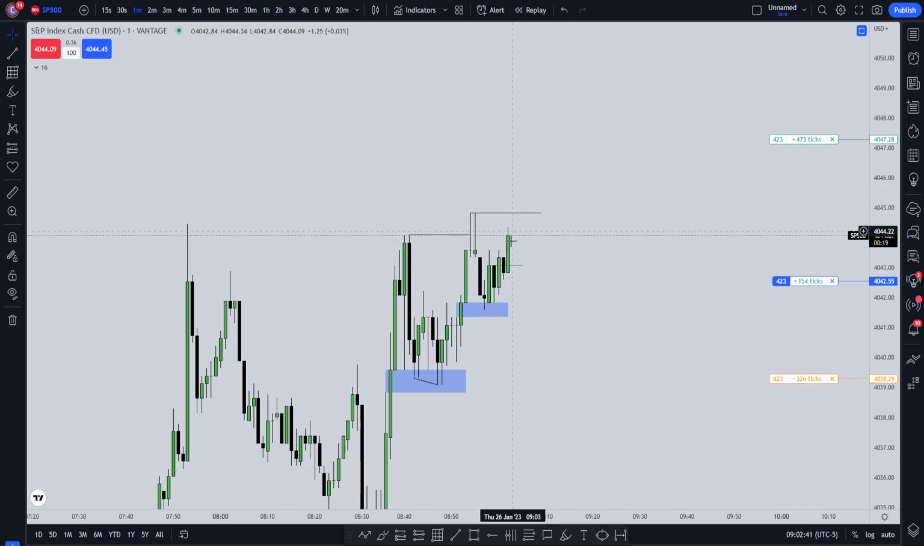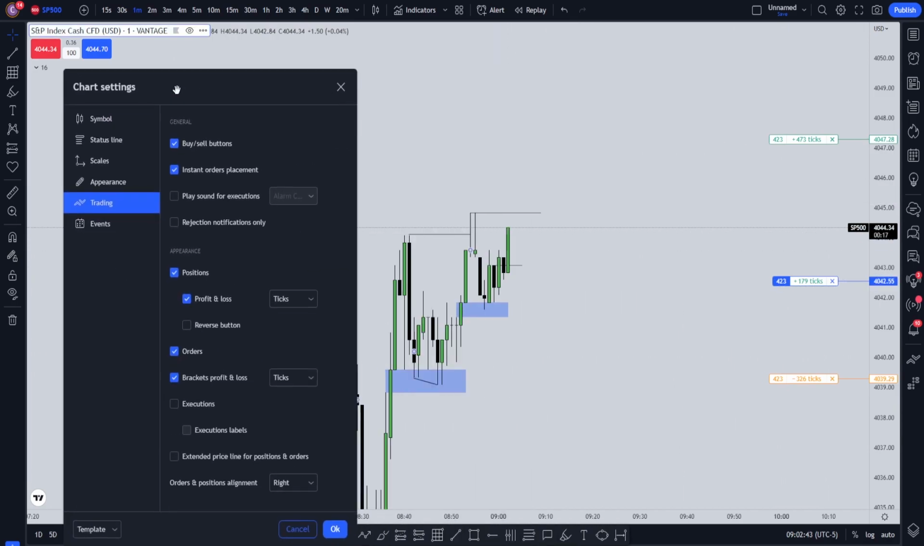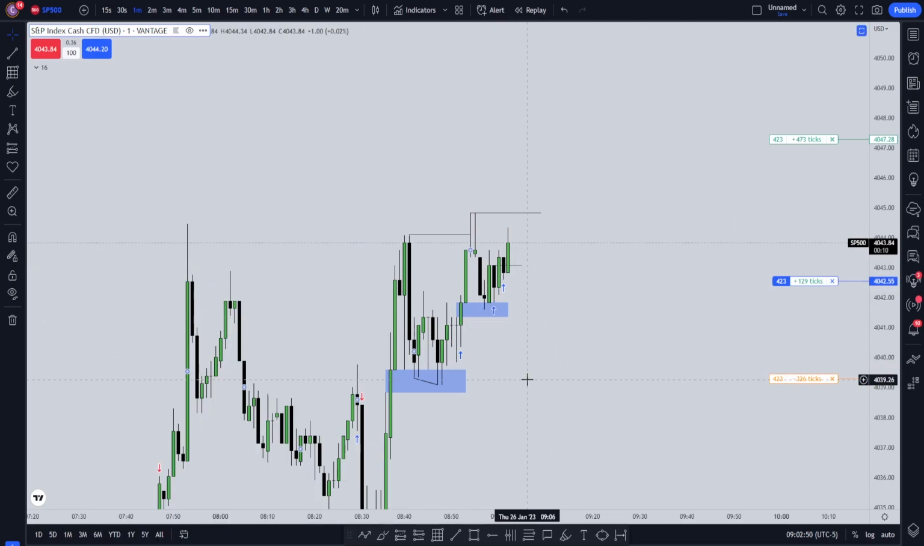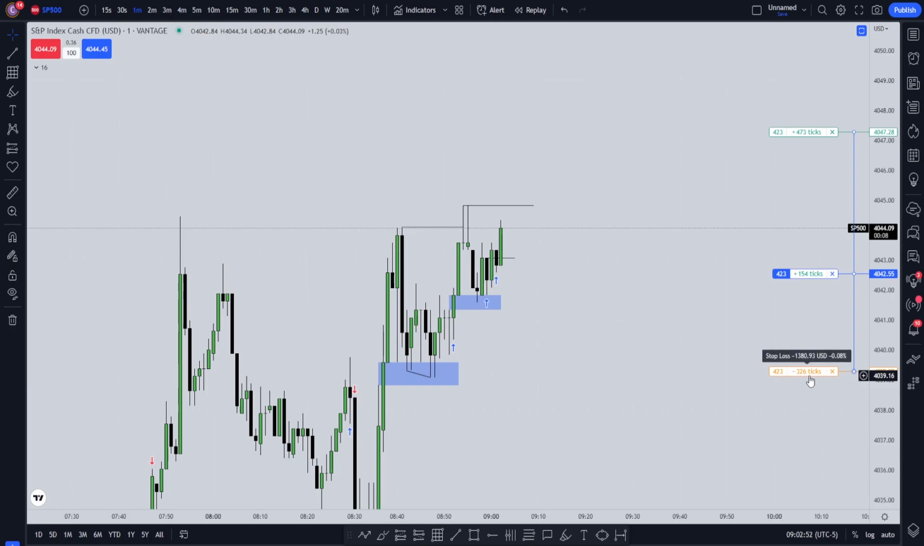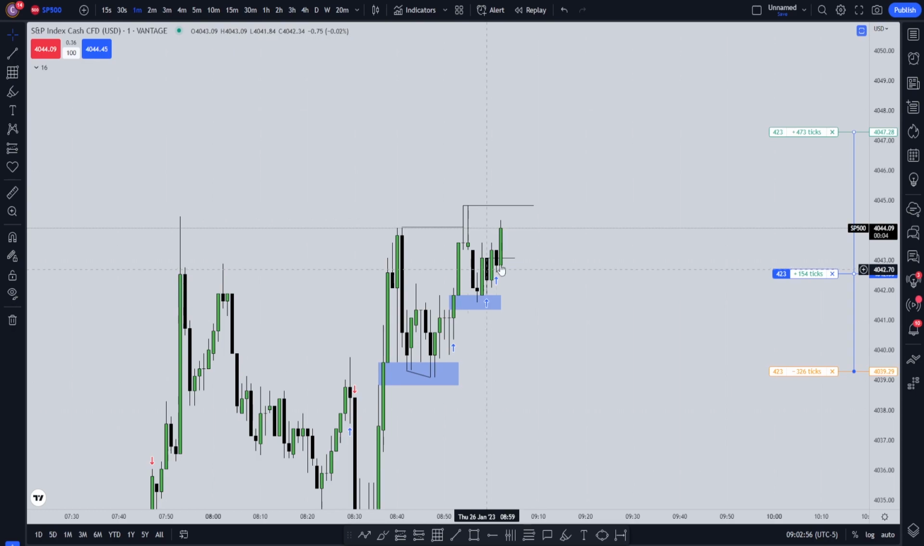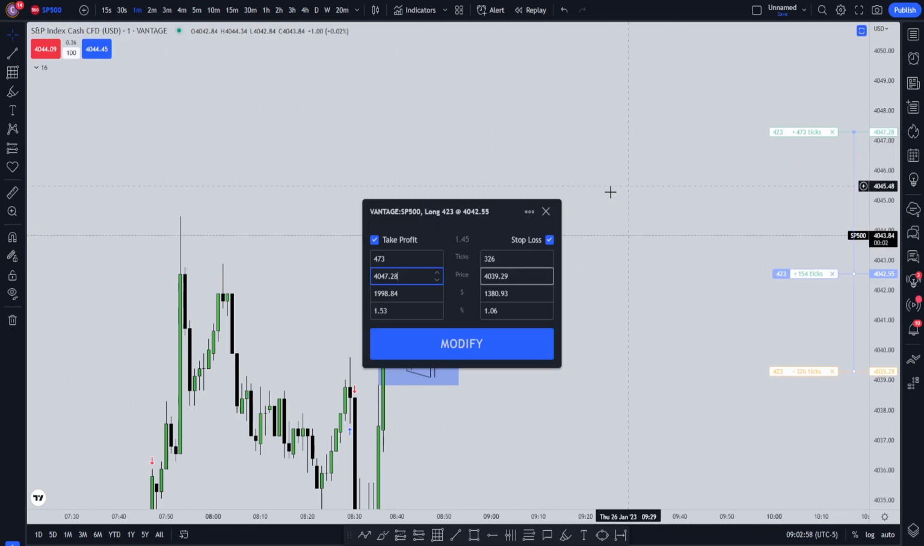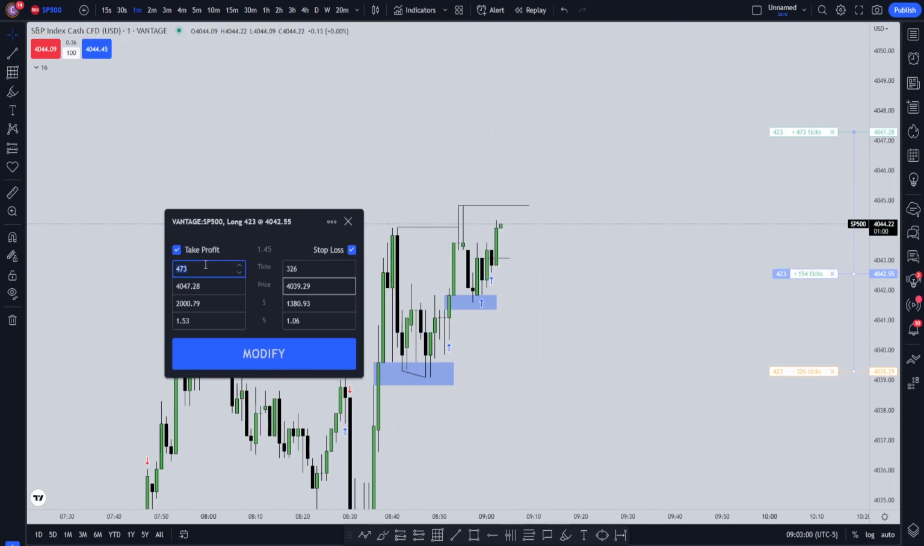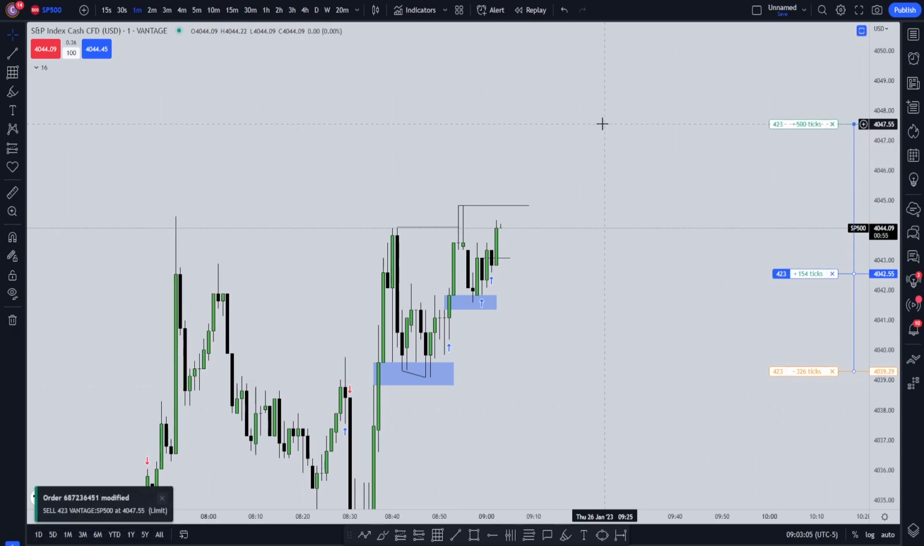But yeah, let's put the executions back on right here. There we go. So 3 executions for this trade, risking about 1%. And it's aiming for 5 points. Let's keep it at 5 points exactly. Right there.